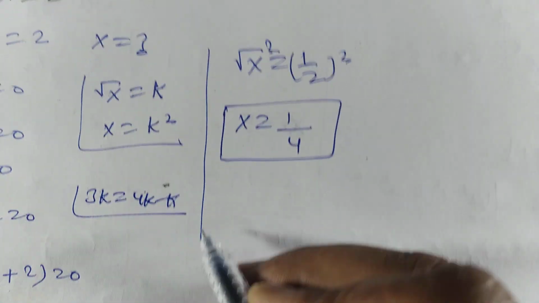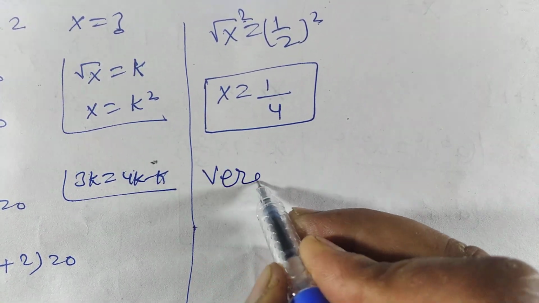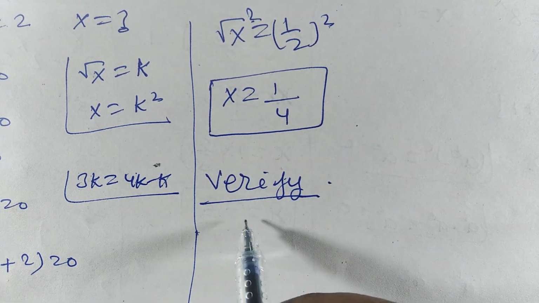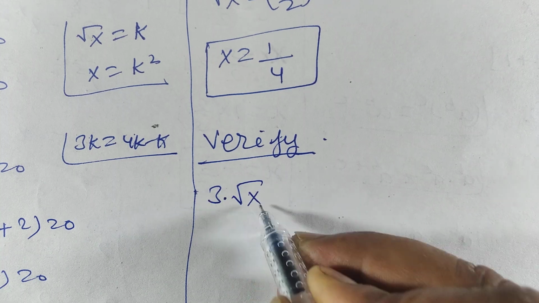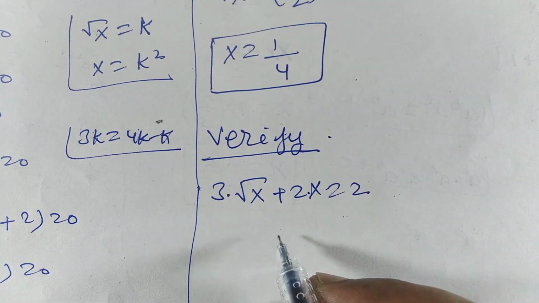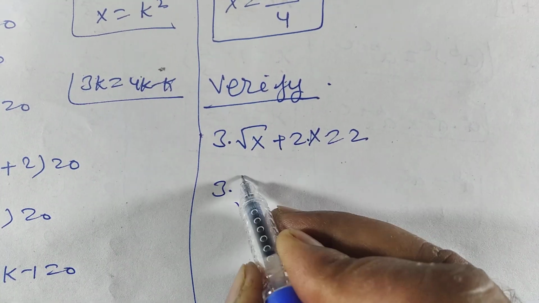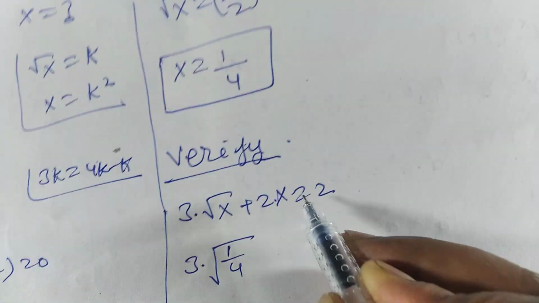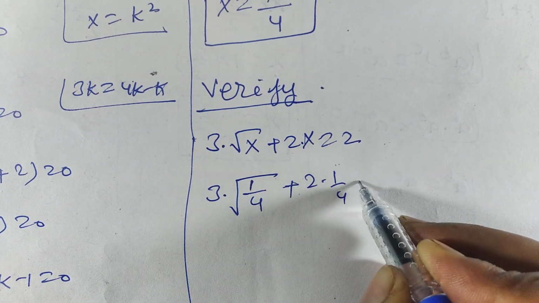Now check whether this value is correct or not. Verify. Putting the value of x into the main equation, 3 times the square root of x plus 2 times x is equal to 2. Putting the value of x here, 3 times the square root of 1 over 4 plus 2 times 1 over 4 is equal to 2.